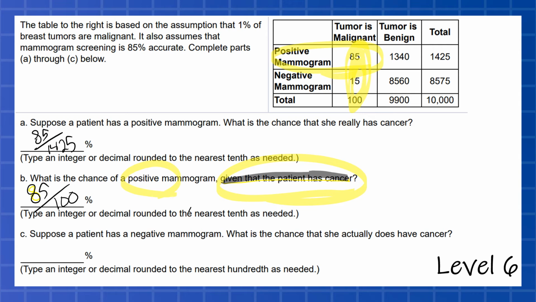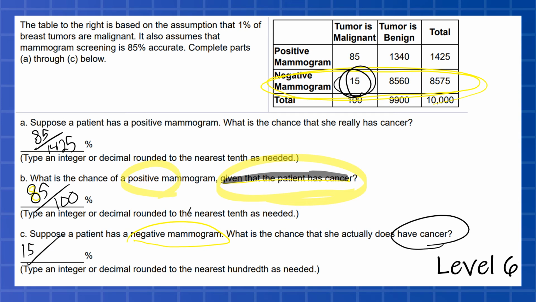Suppose a patient has a negative mammogram. So in our third example, suppose our patient has a negative mammogram. I'm going to go to negative mammograms, and this is our category that we're dealing with. This is our context. Then it says, what is the chance that they have cancer? We're going to look for, well, that's just 15 people, out of 8,575 patients. So when we do these, we're going to make sure we're paying attention to the context. It's not always what comes first. Notice that in this one, it's not what came first. It told us given gives us our context.